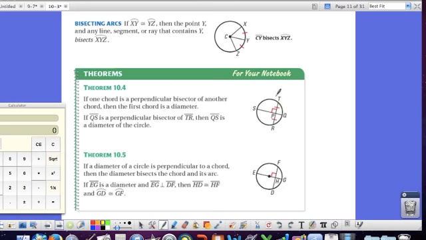If a diameter of a circle is perpendicular to a chord, then the diameter bisects the chord. Okay, so in this case, we're told if it's the perpendicular bisector, then the first chord is the diameter. Here we're told if the diameter is perpendicular to a chord, then it's bisecting it. And we're going to use this.